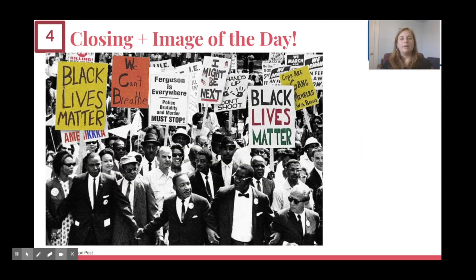Before we end, I want us to examine this picture together from the Washington Post and just to think about, bring it all together, bring it home. What does this image say about the civil rights movement? Let's reflect and observe for a moment.